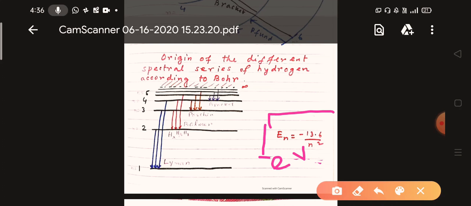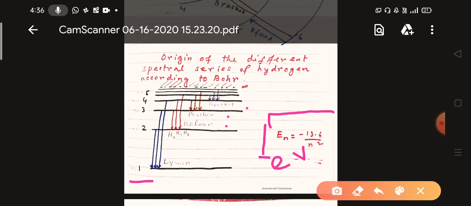Now the n equals to 1 state gives the Lyman series, with transitions from 2, 3, 4. The n equals to 2 state gives the Balmer series from 3, 4, 5, and then the Paschen series. And what will be the spacing between the energy levels?